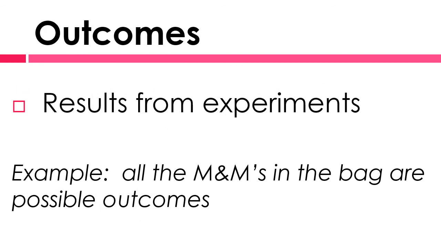The outcomes are the results from the experiment. So if I flipped a coin, the outcomes would be either heads or tails. Or it would be all the M&Ms in the bag, which are possible outcomes.